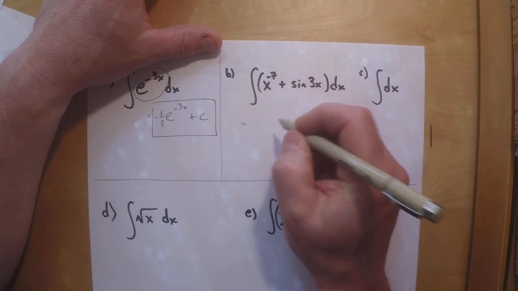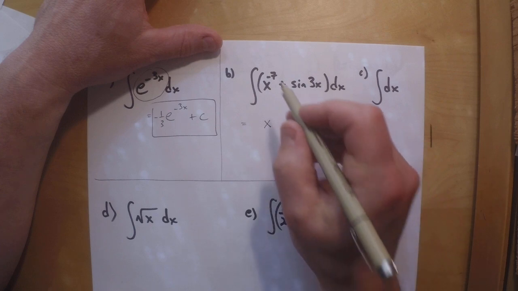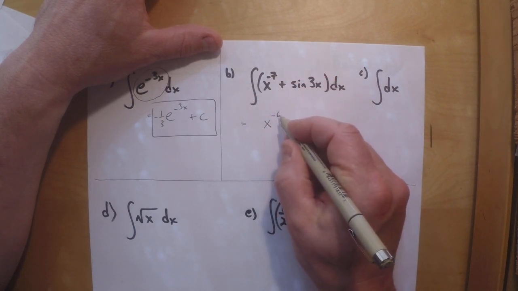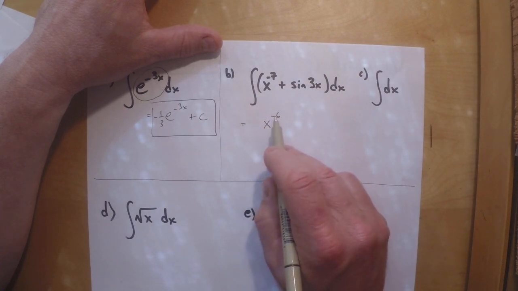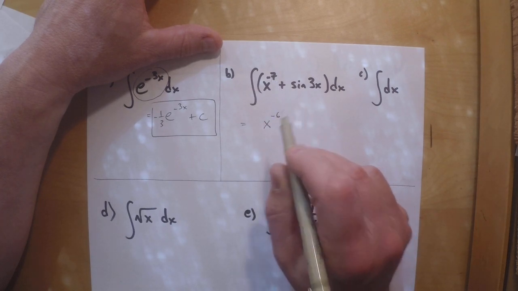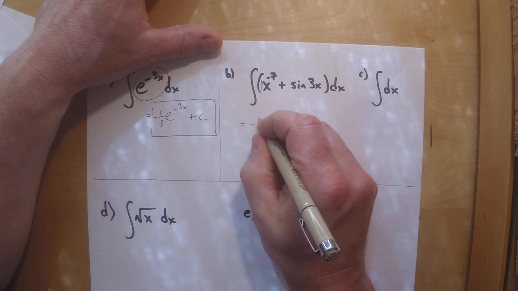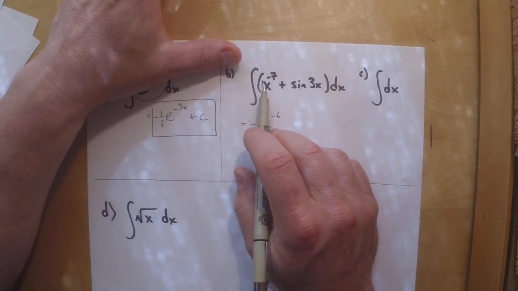X to the negative 7. Well, using the reverse power rule, I know that this must go up a power, and up from a negative 7 is negative 6. Because if I think about it, that negative 6 would come down. This would lower by 1 to a negative 7. But I don't want a negative 6 out front. I want an imaginary 1. So I'm going to have to multiply by a negative 1/6 to give me back the 1. And there's the winner for that.